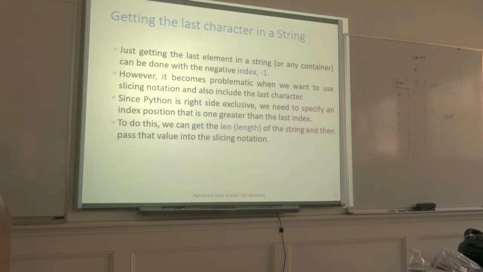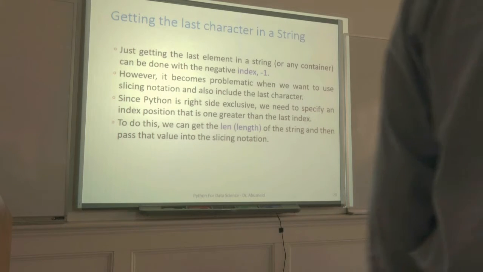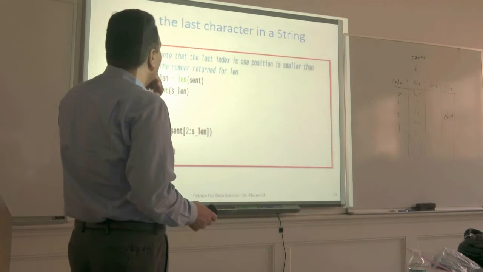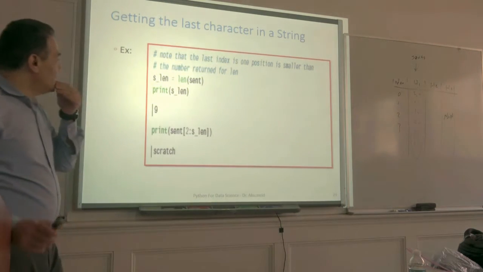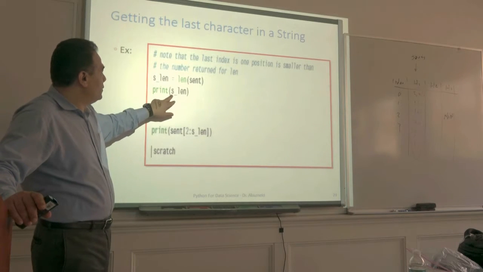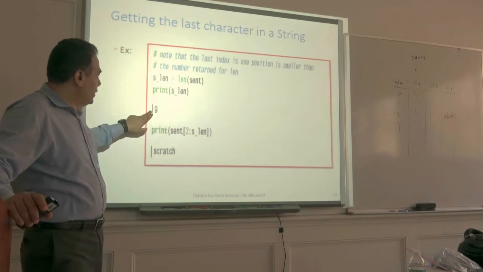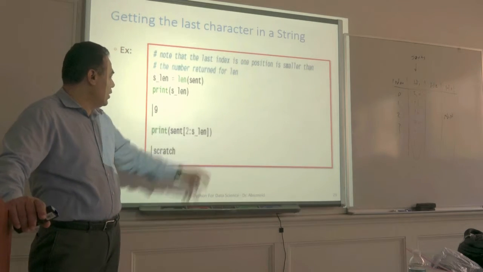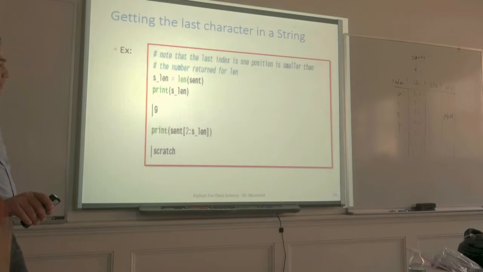You know all of this already, right? All right. So getting the last character of a string, basically you get the length of the string and print. The length is 9. So if you need to print everything from 2 to the end, 2 to 9, which is one more than the last index, it will print.